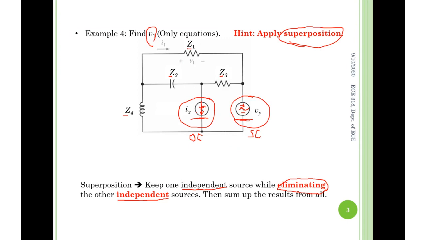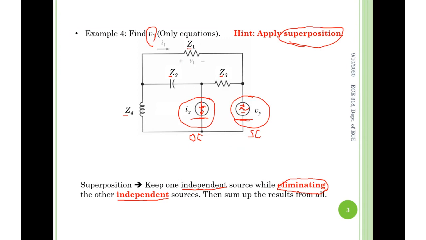It has a reason. Everything has a reason. Short circuit voltage is 0, so you are making that voltage become 0. That is called eliminating. An open circuit makes that current become 0. That is eliminating, right? That makes them really 0. By the way, what's the voltage across an open circuit?